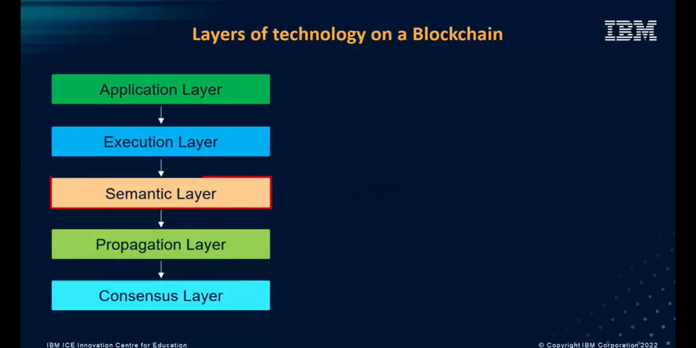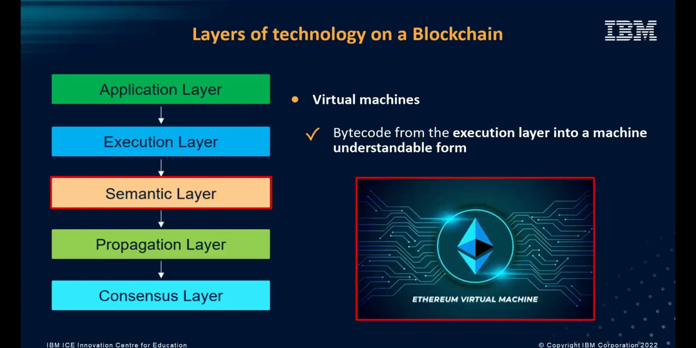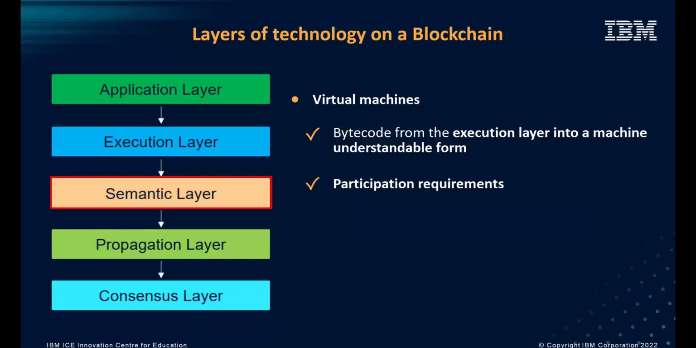3. Semantic layer. The semantic layer also has virtual machines that convert the bytecode from the execution layer into a machine understandable form. Example is Ethereum virtual machine. Such virtual machines provide the execution environment and security for the tasks on the network. The layer also handles the participation requirements. The rules decide who can participate in the network. This is mostly applicable to private and hybrid blockchains.